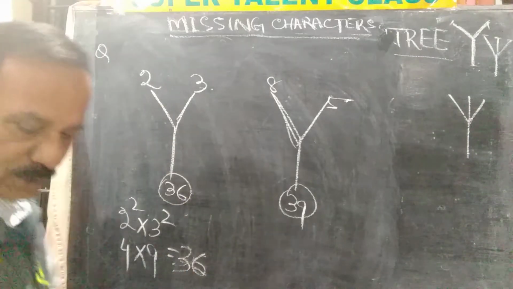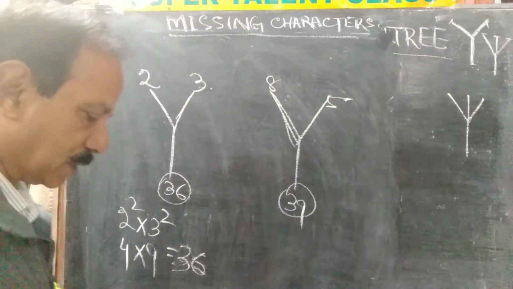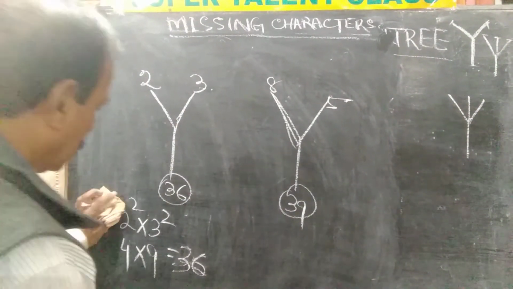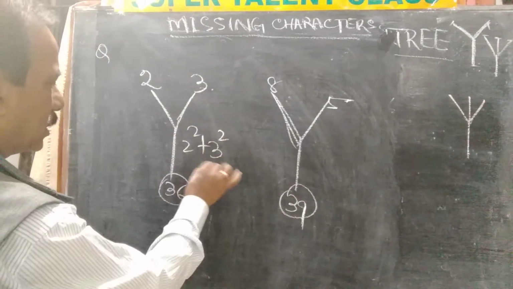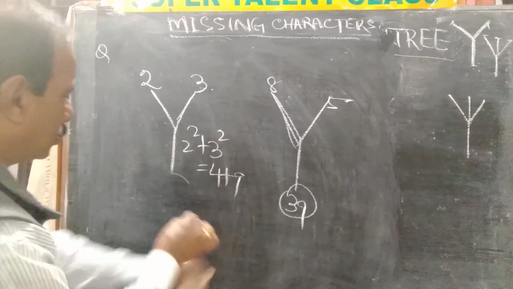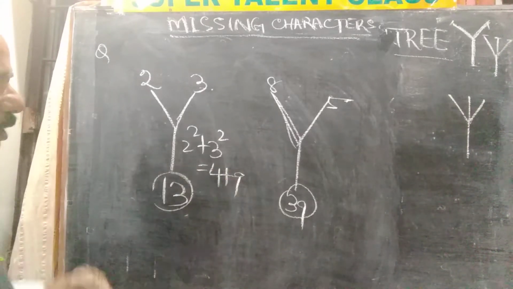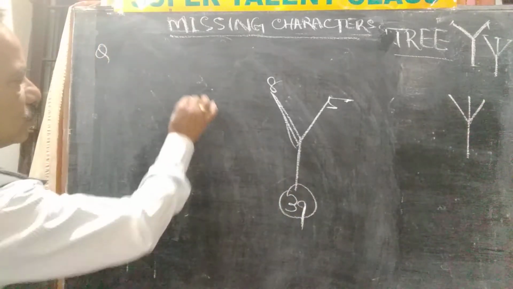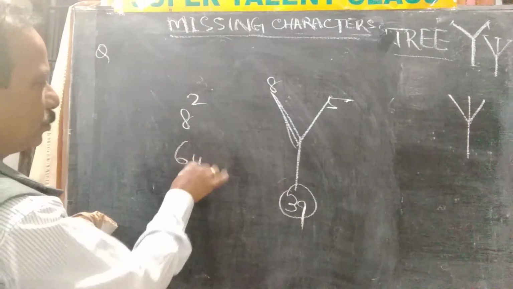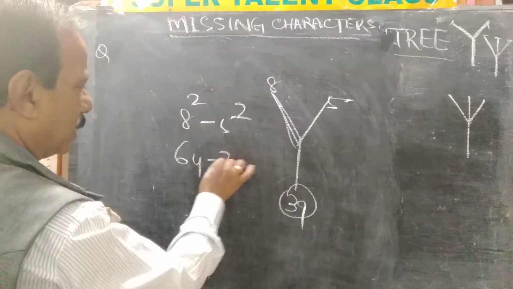Suppose this question I am changing, just to see. That is 2 squared plus 3 squared. बोलो कितना आएगा? 4 plus 9, so it will be 13. देखो, logic change हो गया. Like so, here you see, that is 8 squared, that is 64, minus 5 squared, that is 25.